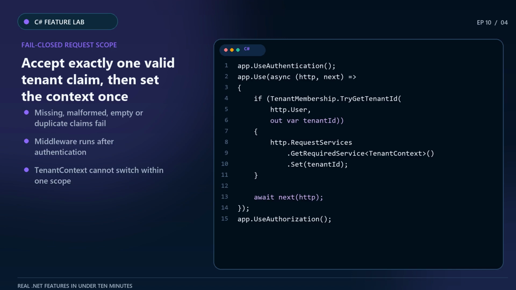Between authentication and authorization, middleware repeats the safe parse and sets the scoped tenant context. Its ID throws when no tenant was established, and set rejects an empty value or an attempt to change tenants in the same dependency injection scope. That ordering gives authorization and core one consistent value for the whole request.